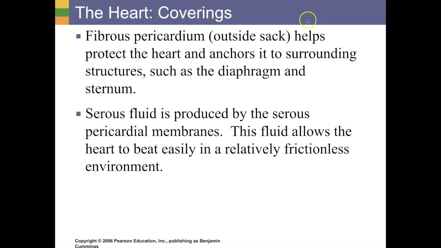And so this fibrous pericardium is considered like the outside sac, but this is the one that's closest to the heart. It's from this pericardium that this serous fluid is being produced and let out in between the other pericardium. In other words, this fluid is extremely important because it's making this protective barrier between the heart and the lungs and everything else around it. Here it says in our notes, the fluid allows the heart to beat easily in a relatively frictionless environment.